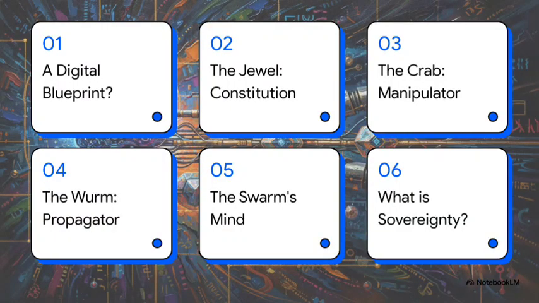So to really understand this digital organism, we're going to break it down piece by piece. First, we'll look at the blueprint. Then we'll dissect its core parts: the jewel, which is its constitution, the crab, which acts as its hands, the worm, which is how it travels, and the swarm, its collective mind. And finally, we're going to circle back and tackle that huge question: what does it actually mean for a piece of code to call itself sovereign?